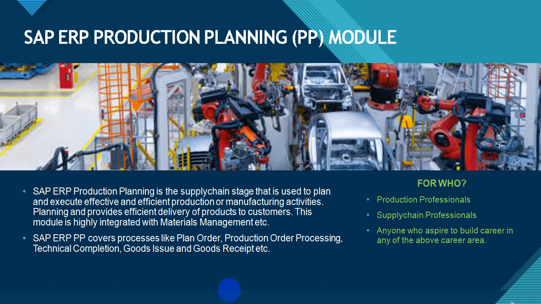This module is highly integrated with materials management, etc., of course, sales and other areas like even HR for manpower. SAP ERP PP covers processes like plan order, production order processing, technical completion, goods issue, and goods received, etc. Production is for production professionals, production managers, line managers, supervisors in production.